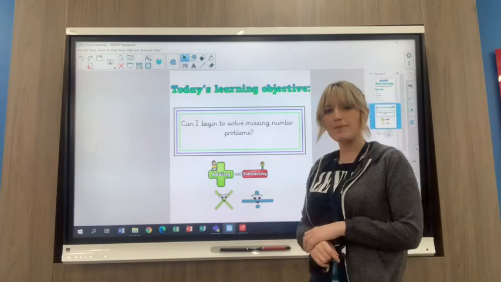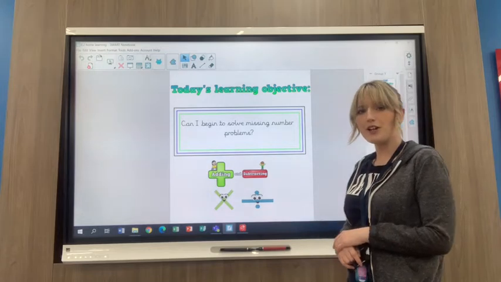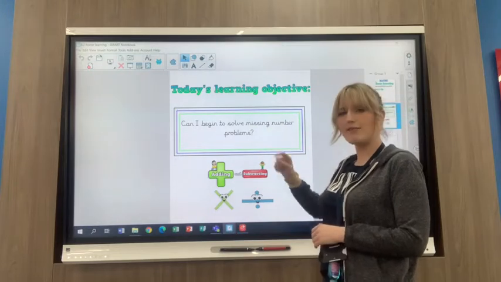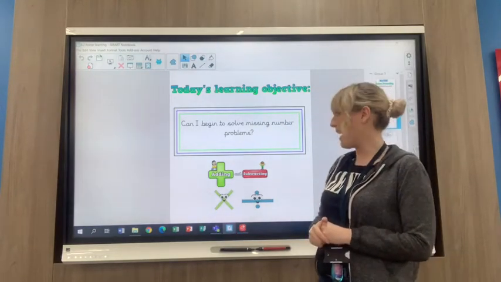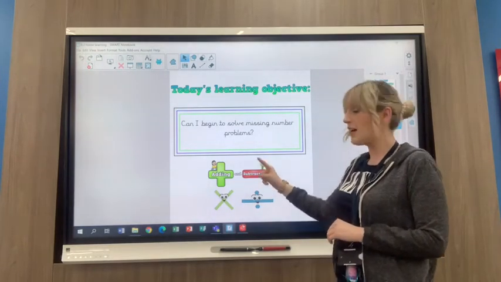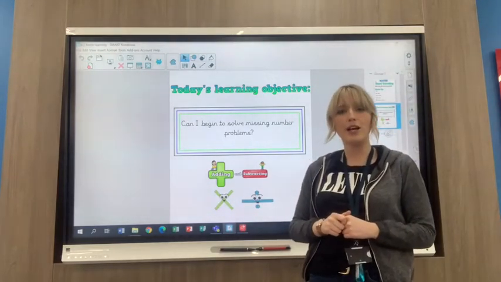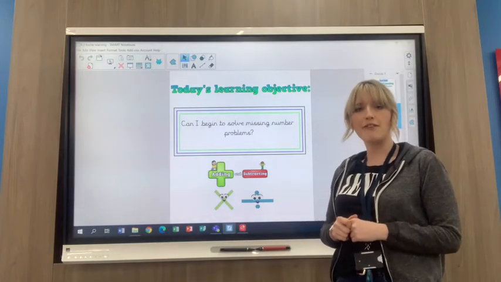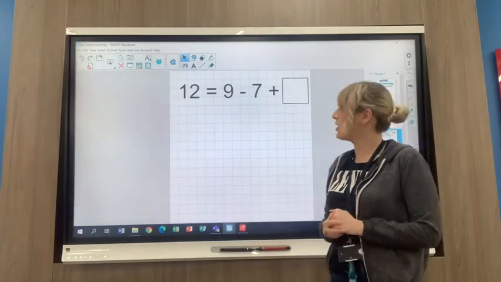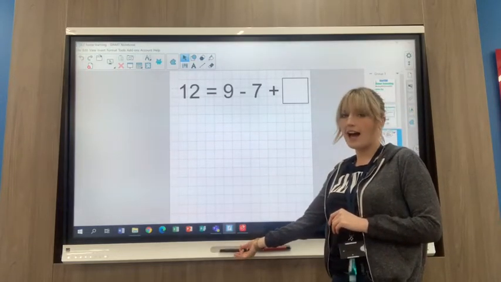Okay, on to today's learning question then. It says, can I begin to solve missing number problems? You've already come across a few question types like we're going to do today, but we're going to be looking at questions with lots of missing numbers to see if we can work them out. And we are using all 4 operations again. So we are adding and subtracting, multiplying and dividing. We really need to take care and look at what the operation is in each question and figure out what we are doing.